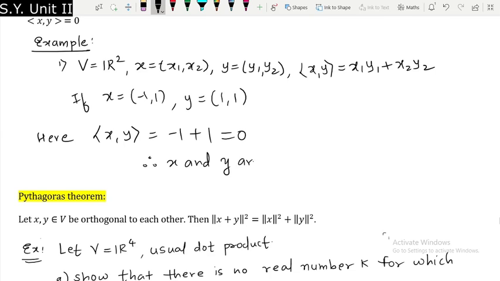Now note one thing, that this depends on the inner product. Okay, what is given to us.